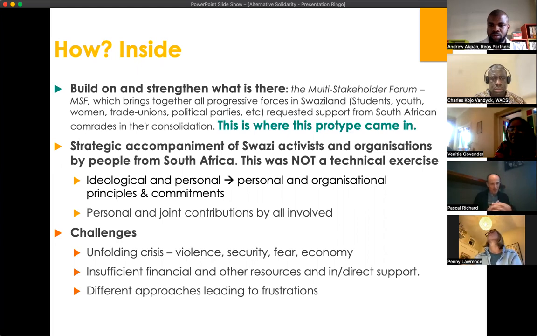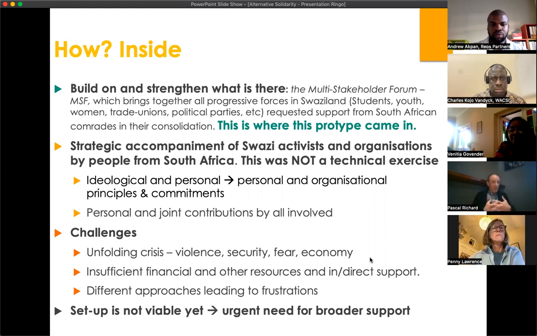And maybe just one more click, just to highlight as well that it is unfolding. So the setup, both of the multi-stakeholder forum, and colleagues will be able to talk to that a bit later, but as well, our accompanying process is not viable as yet. So there is quite an urgent need for broader support, and I think for additional ideas from others on how we could move that forward also.